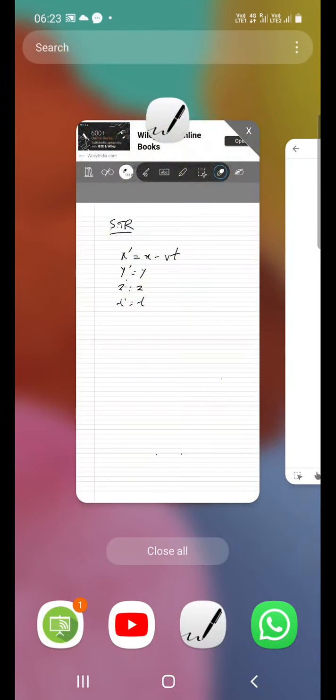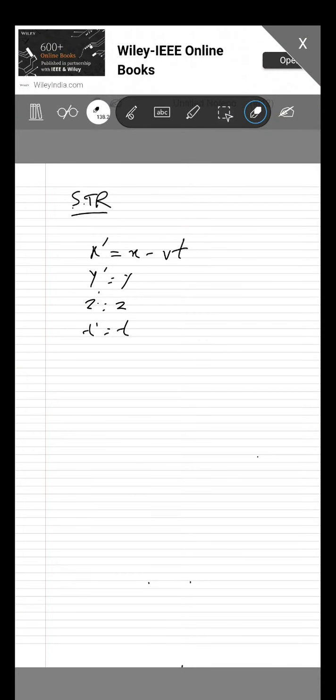Hello students, from this lecture onwards we are going to start a lecture series on special theory of relativity. Now there are a few basic concepts like if there are two frames of reference, one is moving with the velocity v with respect to another, then you can have these transformations. These are called Galilean transformations.